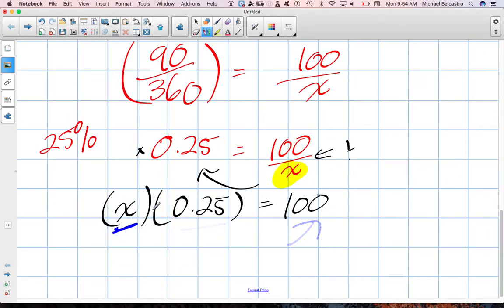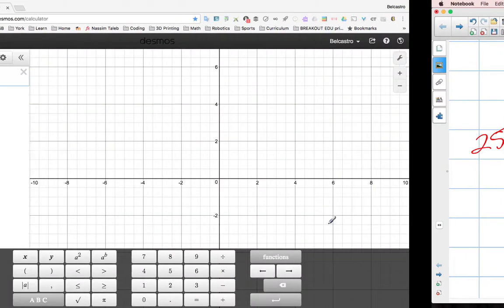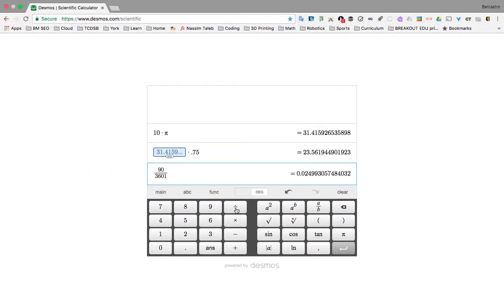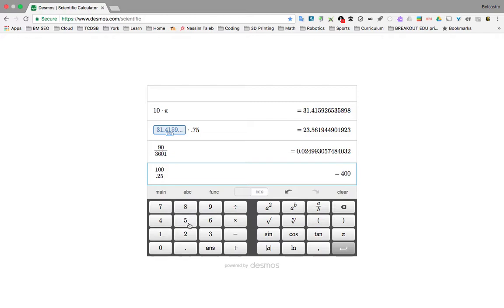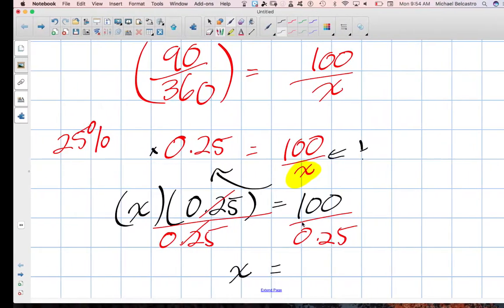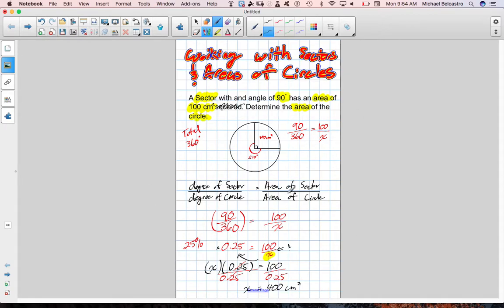So how do we solve x? Well, because this is multiplication here, the exact opposite of what we did to move the x over, we're going to divide both sides by 0.25. On this side, it's known as canceling out, but essentially creates a 1, and 1 times x is just x. So x is equal to 100 divided by 0.25. Bring up our scientific calculator again. 100 divided by 0.25 equals 400. Makes sense. If a quarter of something is 100, then the whole would be 400, and it would be centimeters squared. Okay, so we've set that whole question up. The entire area of the circle must be 400 centimeters squared.